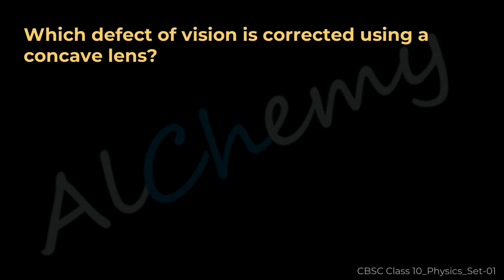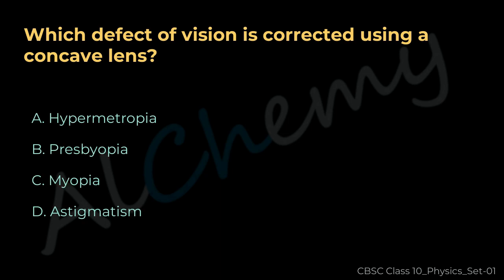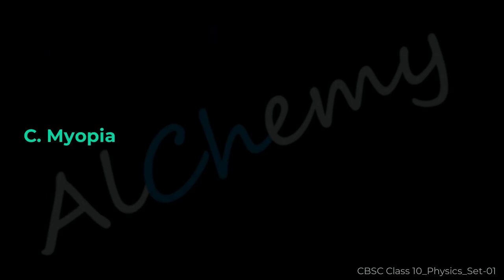Diopter. Question 23. Which defect of vision is corrected using a concave lens? A. Hypermetropia, B. Presbyopia, C. Myopia, D. Astigmatism. The correct answer is C.